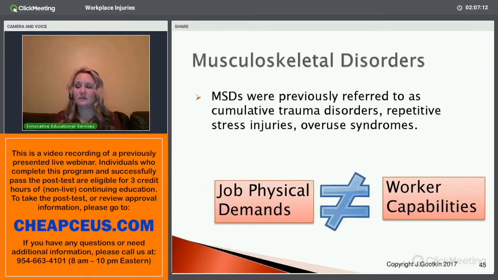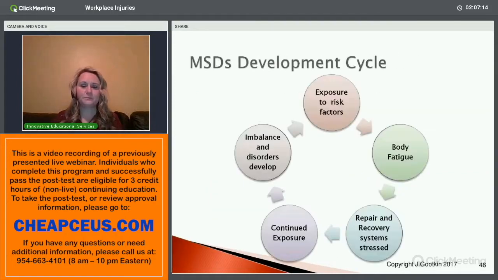It's a cycle that leads to their development. The individual has an exposure to different risk factors, their body fatigues as they're trying to perform their particular task, so maybe their recovery and repair systems are stressed because of all these comorbidities that we discussed. Continued exposure, muscle imbalance, and then they continue the task.